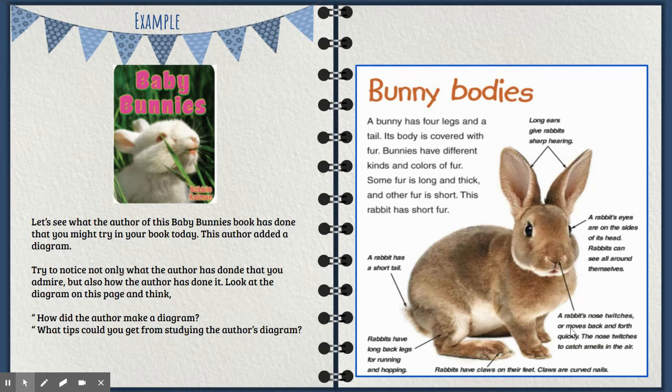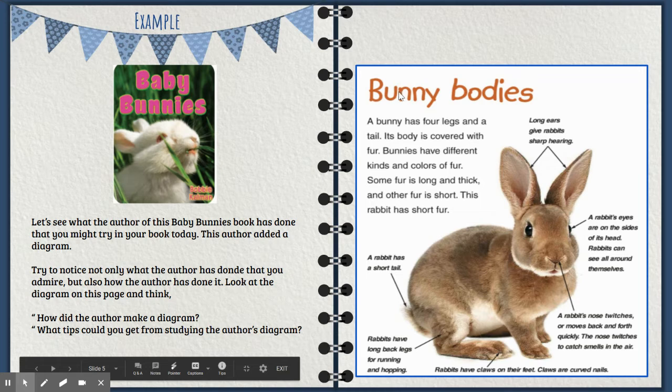Try to notice not only what the author has done that you admire, but also how the author has done it. Look at the diagram on this page and think, how did the author make a diagram? What tips could you get from studying the author's diagram?